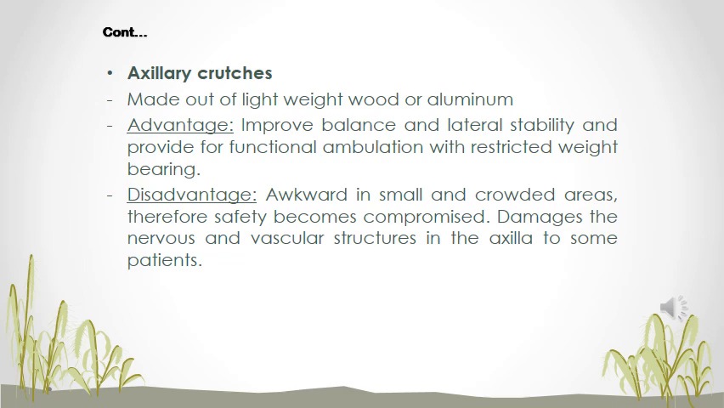Moving on to the different types of crutches. Let us start first by looking at auxiliary crutches. It is made from lightweight wood or aluminium. The advantage of walking with auxiliary crutches is improved balance and natural stability, and it provides functional ambulation while restricting the weight bearing on a leg. The disadvantage, however, is that it is quite awkward in a small and crowded area. Therefore, safety can become compromised.